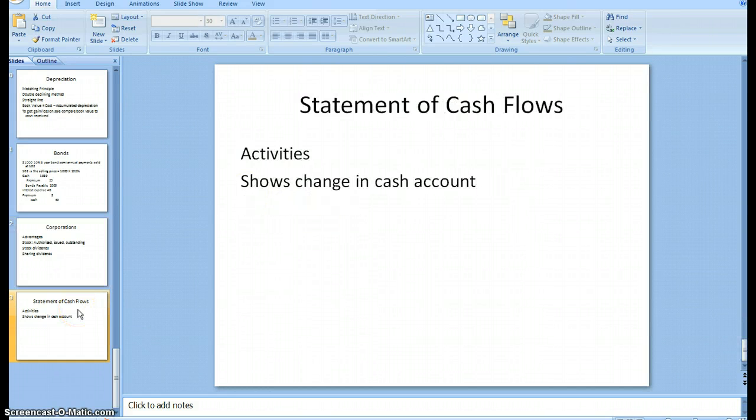All right, 30 seconds for statement of cash flows. Remember, the activities are cash flows from operations, investments, and financing. And the statement of cash flows is going to show you the change in the cash account from the beginning to the ending and explain that.